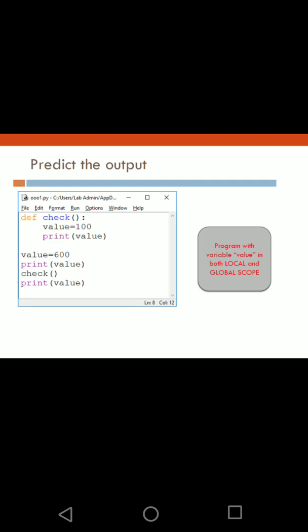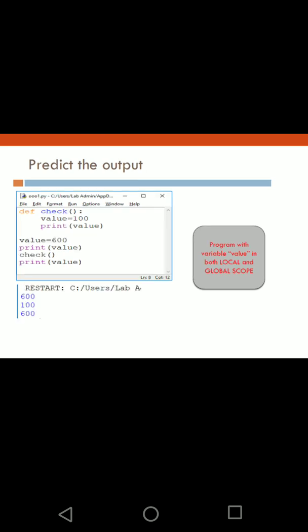From the exam point of view, from this section you will find this type of question: predict the output. So you have to resolve the global and local scope of the variable and find out the output. You can see the main function starts with value equal to 600. You have to print that value. You call a function check, where inside that check function you are assigning the value as 100 and printing there. And when you come out of that function, you print the value once more. So the output should be 600, 100 and 600.